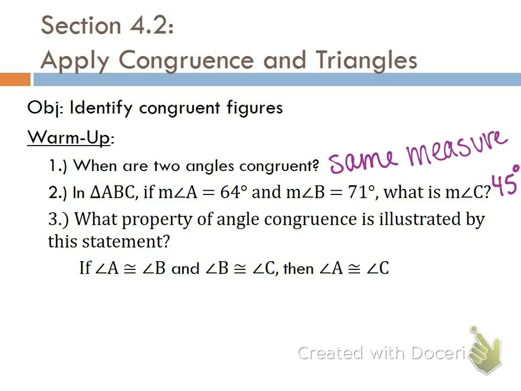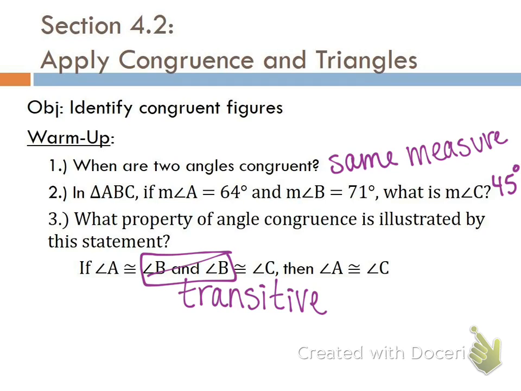All right, what property of angle congruence is illustrated by the statement? Transitive property. The transitive property is the one where we kind of cut out the middle and go straight from what they started with to what they ended with.